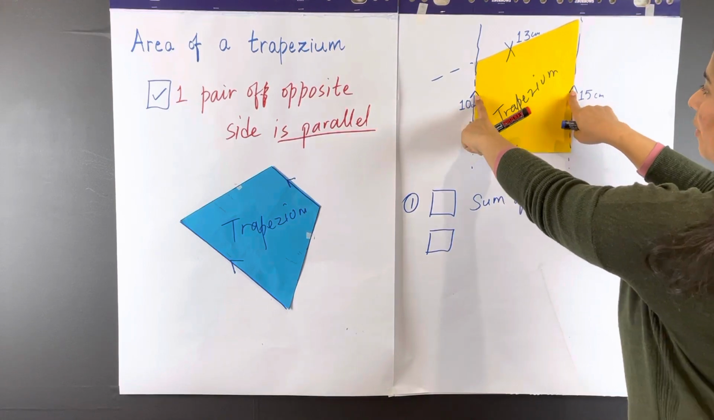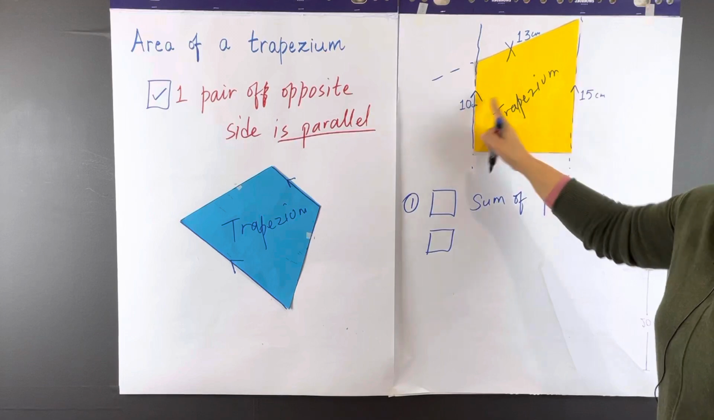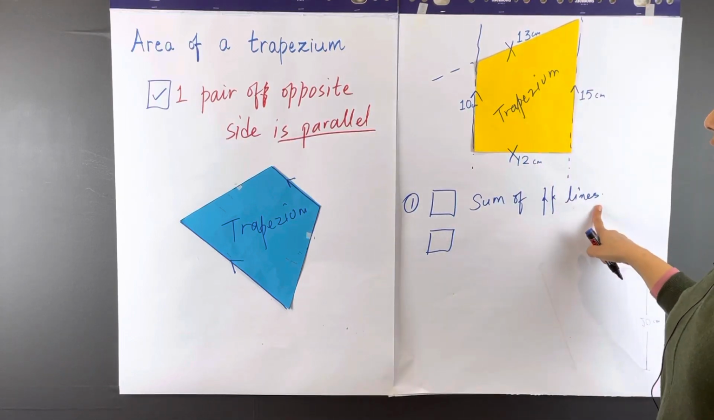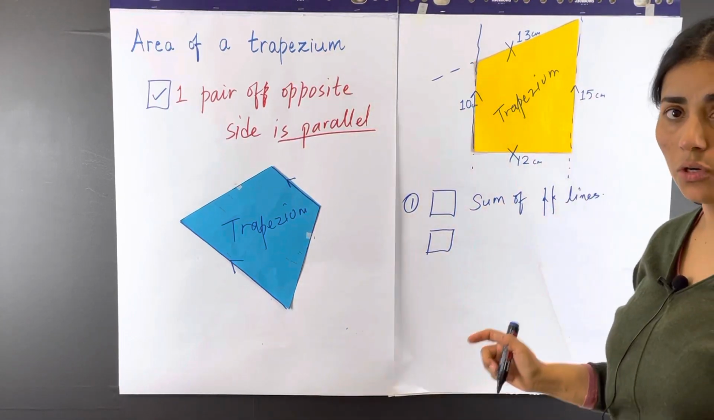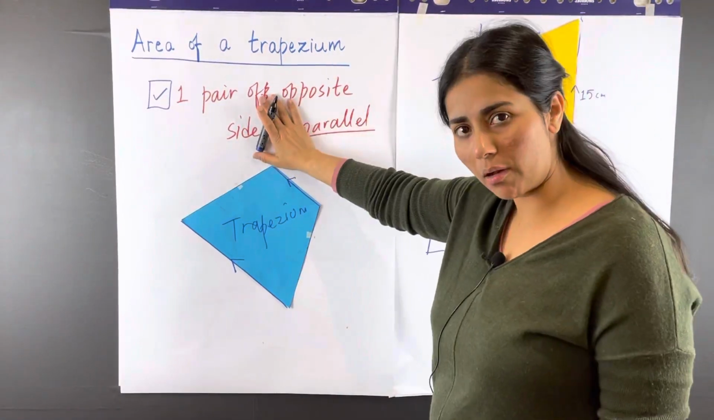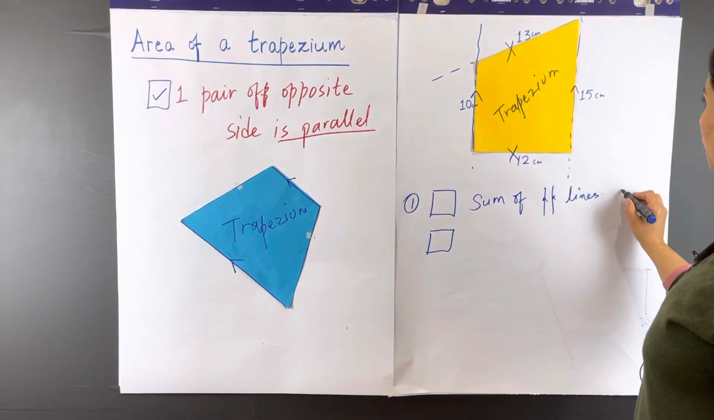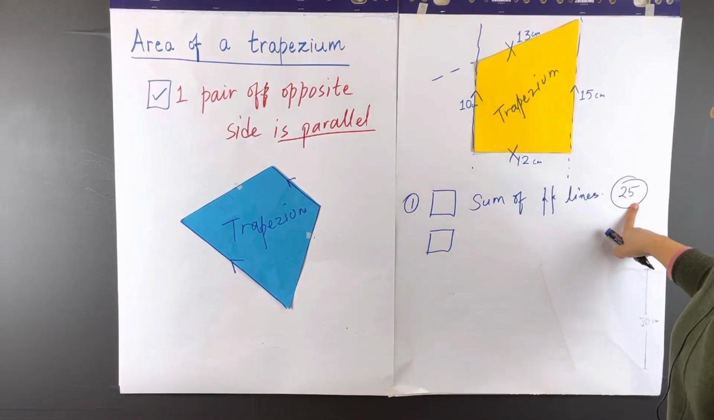So if you see an arrow, that means you're being told that these two lines are parallel. Now after identifying our parallel lines, you have to add them up to be able to find the area. So to find the area of a trapezium, step one is to identify your parallel lines, then add up those parallel lines. So 10 and 15, if we add up, it's going to give us 25. So we have added up our parallel lines.